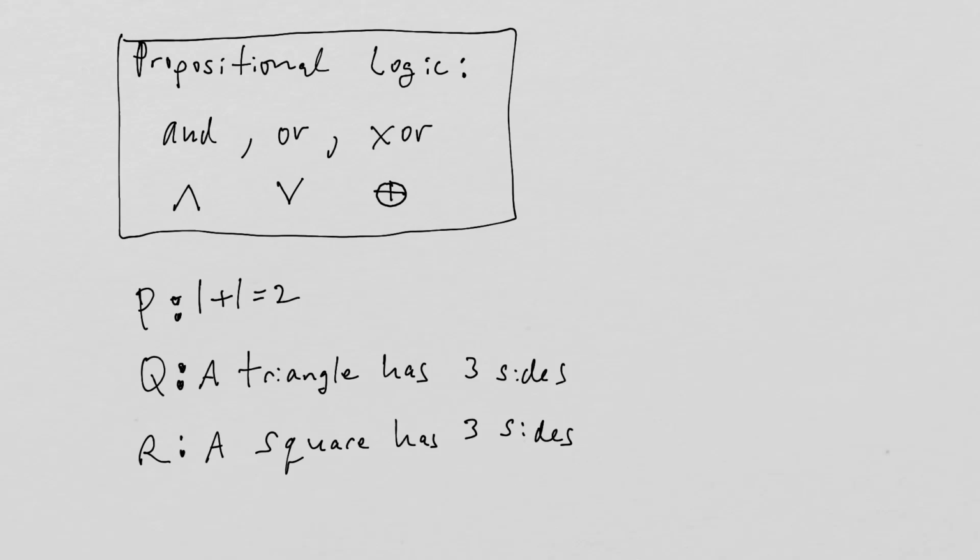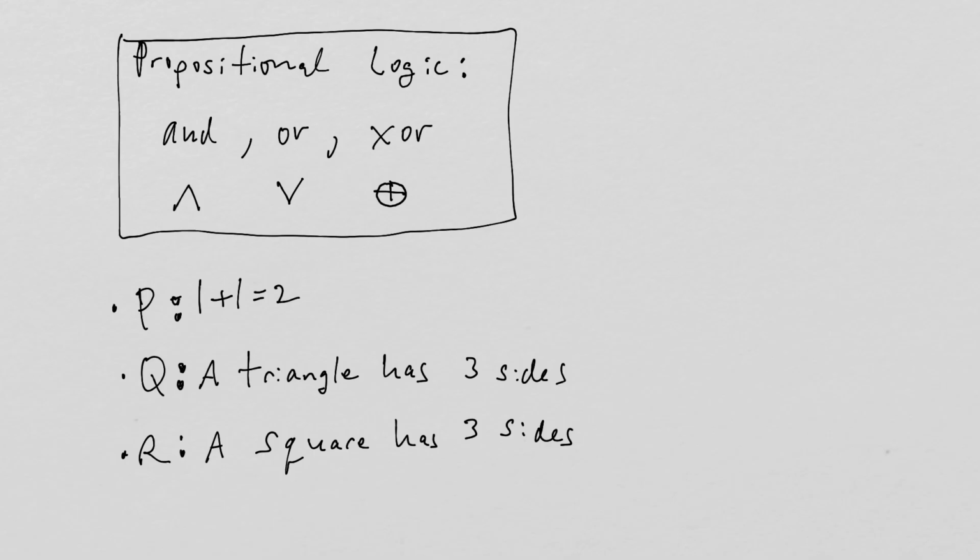In logic, we analyze statements and compound statements to see whether they're true or false, or under what conditions they are true or false. So over here on the bottom, I have three statements. One of them is 1 plus 1 equals 2. I'm going to abbreviate that with the variable p.